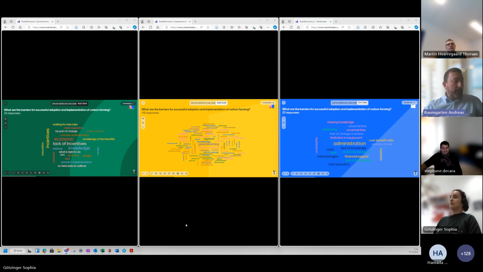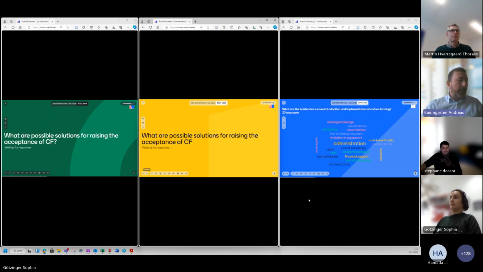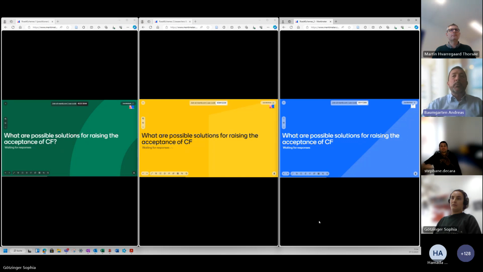And we can go to the next, again, a word cloud question. So we have been talking about the barriers. And now we would like to know, do you have any ideas about the solutions for raising the acceptance of the carbon farming? Because this is, of course, something that is very important also for the development of a roadmap, to know what are the most important factors that should be included in a carbon farming scheme to be accepted by the practitioners, but also, of course, by the institutions and administrators. Okay. So you might start entering your keywords.